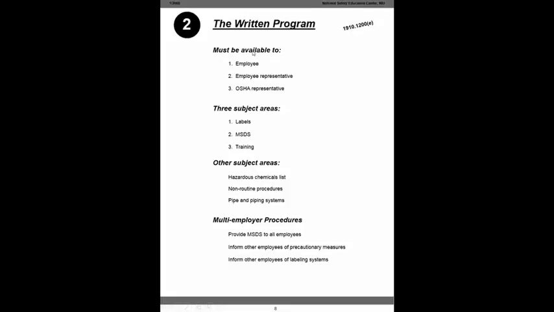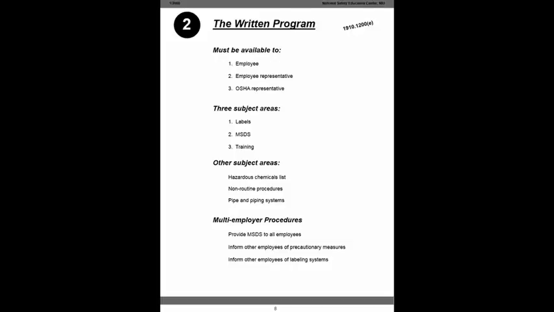Written program: it must be available to the employee and the employee's representative, and to the OSHA rep if and when they show up. Labels, any labeling that you put on after changing the container, and even the labels from the manufacturer. The material safety data sheets, where they are located, and then the training involved with hazard communication. Part of that training is what the labels mean and where the MSDS are kept.